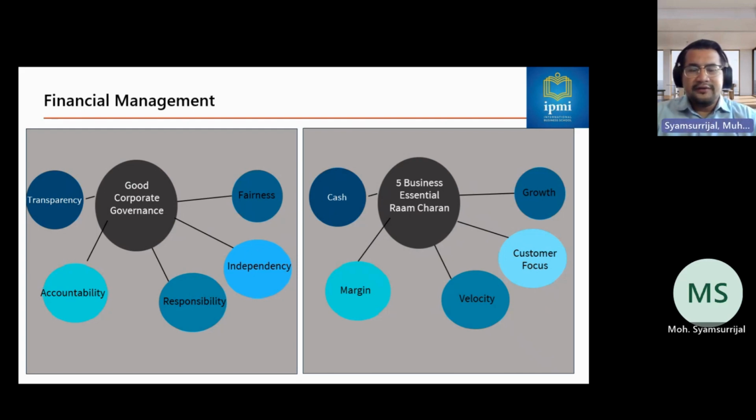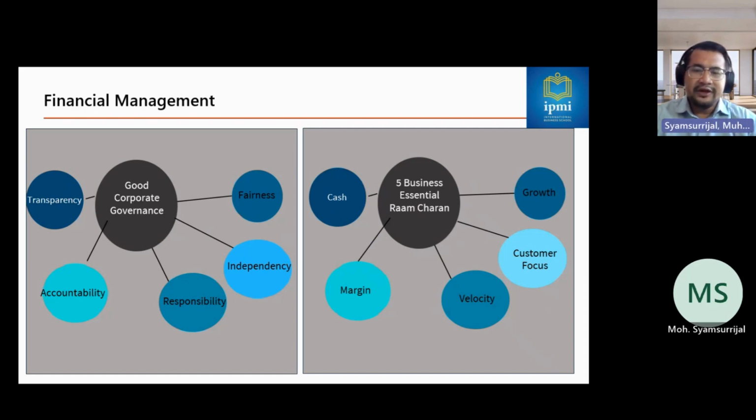From the Ramcharan 5 business essentials, the first one is cash. Cash is king. In business, this principle is very much true. We have to have cash, and we have to know where in our business we generate cash. A business model is only effective if all members of the organization know how to generate cash or source cash in this particular business. Secondly, is margin.